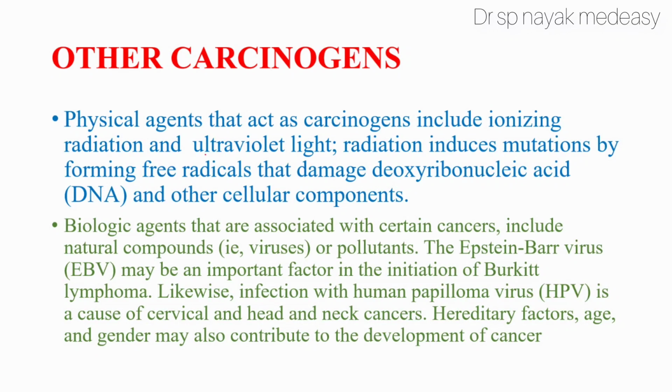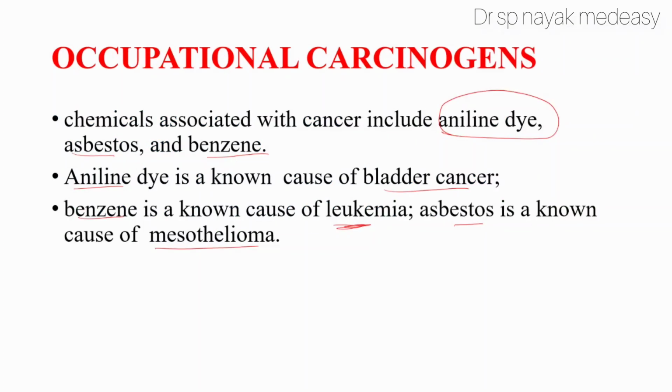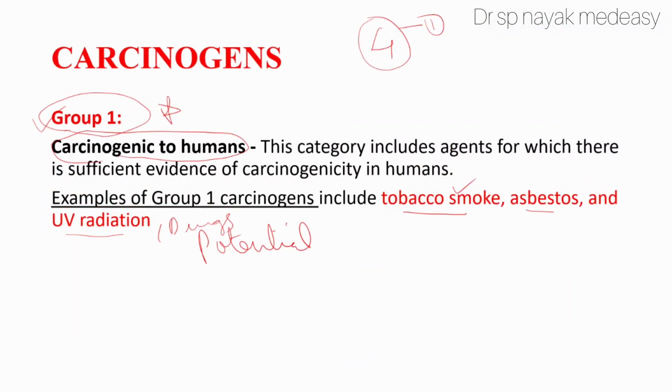Okay, and biological agents are very, very important. In biological agents, we have certain viruses and we have bacteria also. Epstein-Barr virus is very important. We call it EBV. It will cause Burkitt lymphoma. And we have certain other infections like human papilloma virus. So these are different biological agents and different chemical agents which will act like carcinogens. I think you all are following me. Different carcinogens we understood.